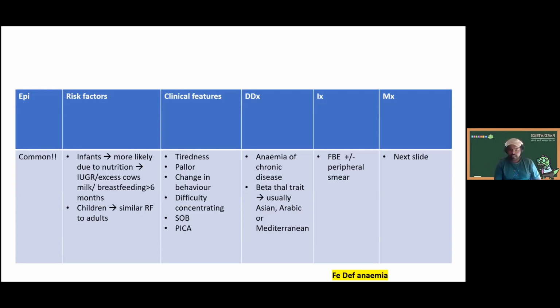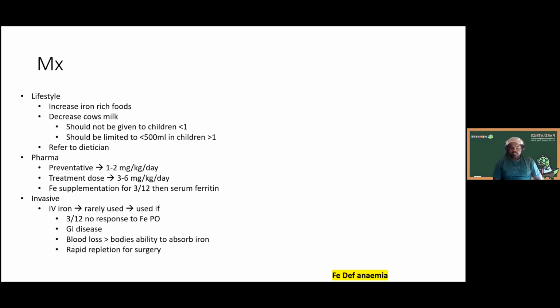I put this on the next slide. I generally try to keep all the content on one slide, but if it's not possible, then over two. Breaking it up into lifestyle, pharma, and then more invasive methods of iron delivery. In lifestyle, what we want to start by doing is increasing iron-rich food, and also decreasing cow's milk. First of all, it's important to ascertain whether a child under 1 is being given cow's milk, because they shouldn't be. If they're over 1, then we want to limit it to 500 to 700 mL a day, and we want to refer this child and their parents to a dietitian.